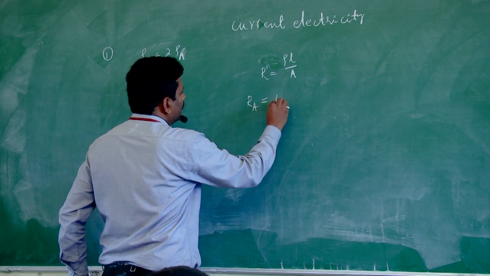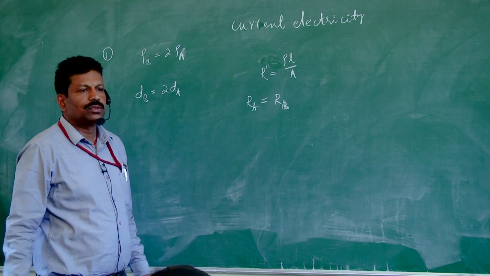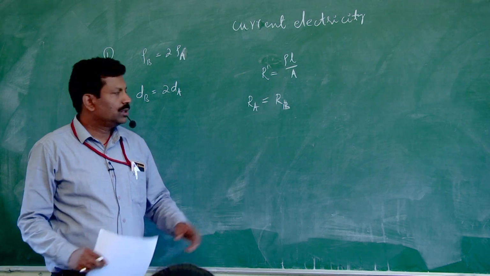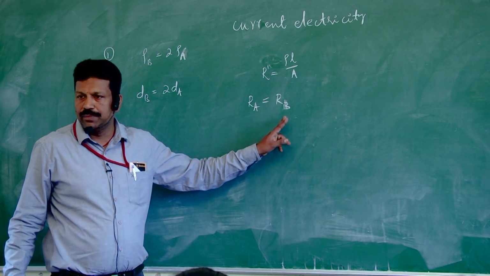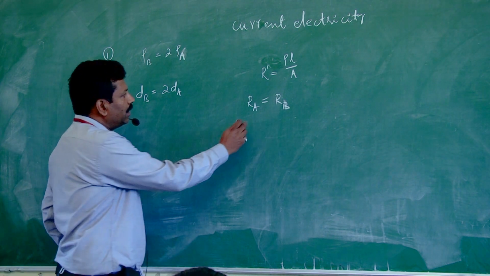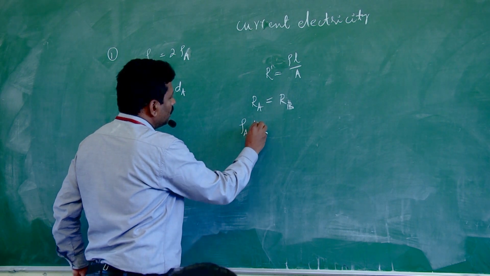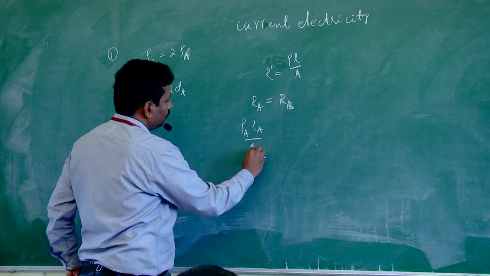What is the ratio of lengths? RA is equal to RB. Resistance of A is equal to resistance of B. What is the ratio of lengths? Now RA, resistance of A, is given by rho A, LA by A.